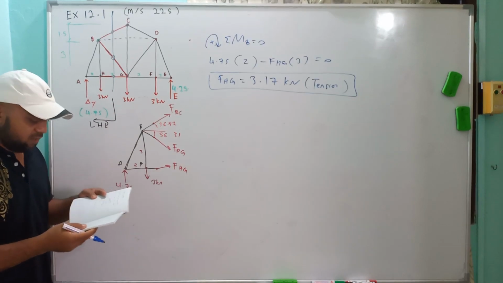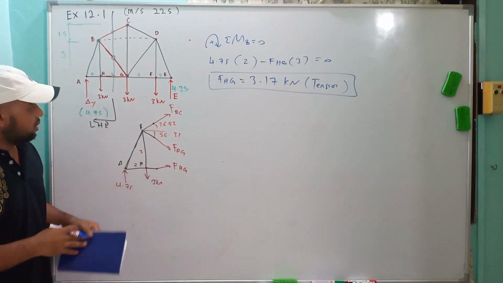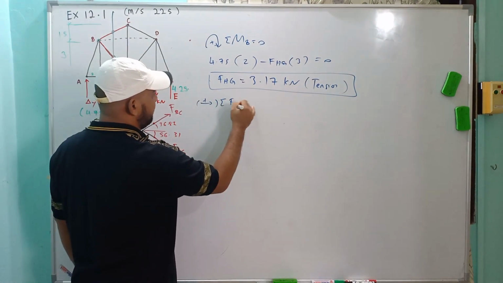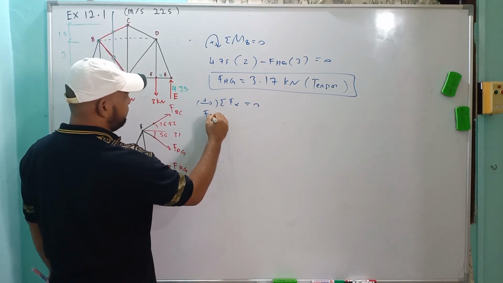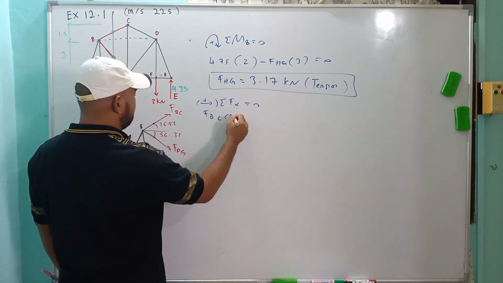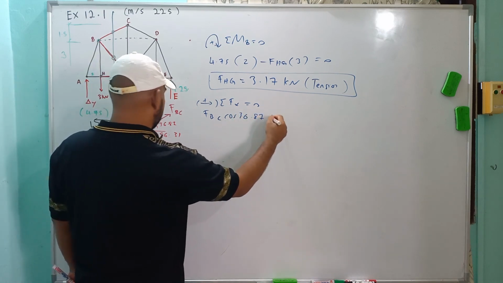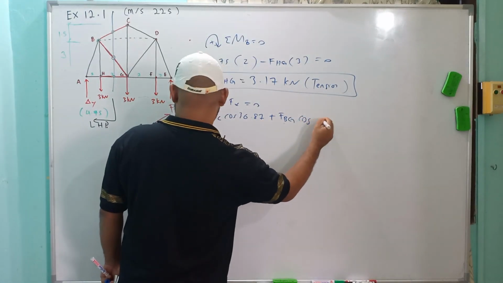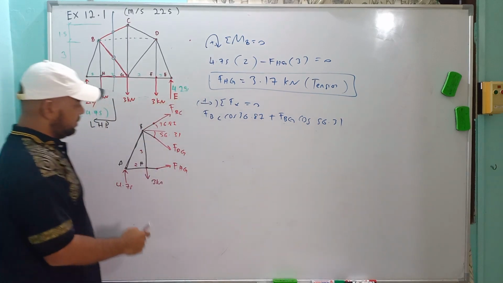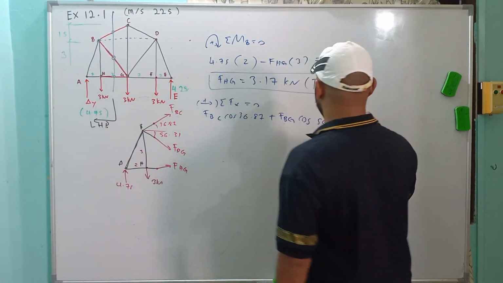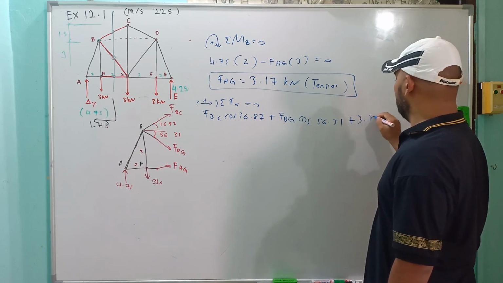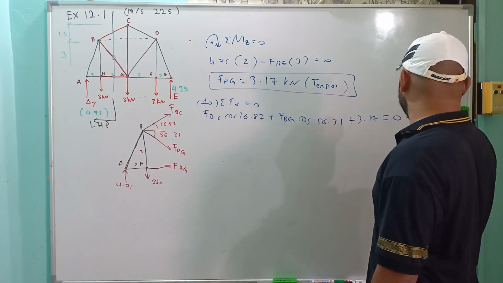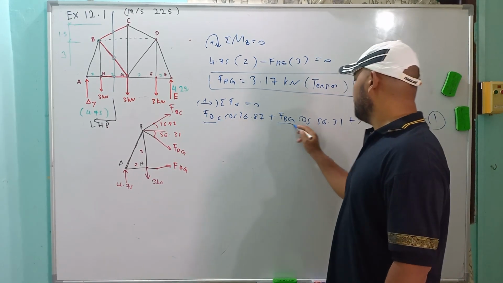Okay, and then we can go to sigma Fx and sigma Fy. We have two more equations. So let's say sigma Fx equal to 0. We have FBC cos 36.87 plus FBG cos 56.31 plus FGH, which is plus 3.17, 1, 2 and 3, equal to 0. So this is the first equation. Because I have two unknowns here, 1 and 2, I cannot solve.